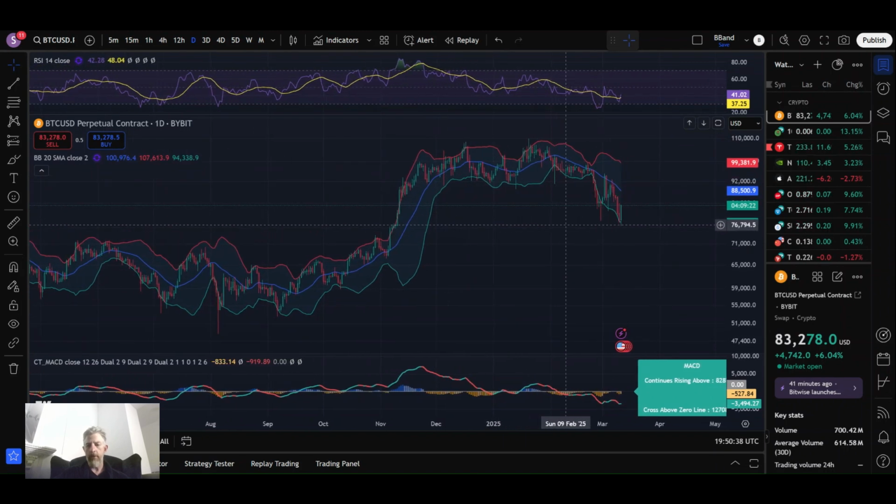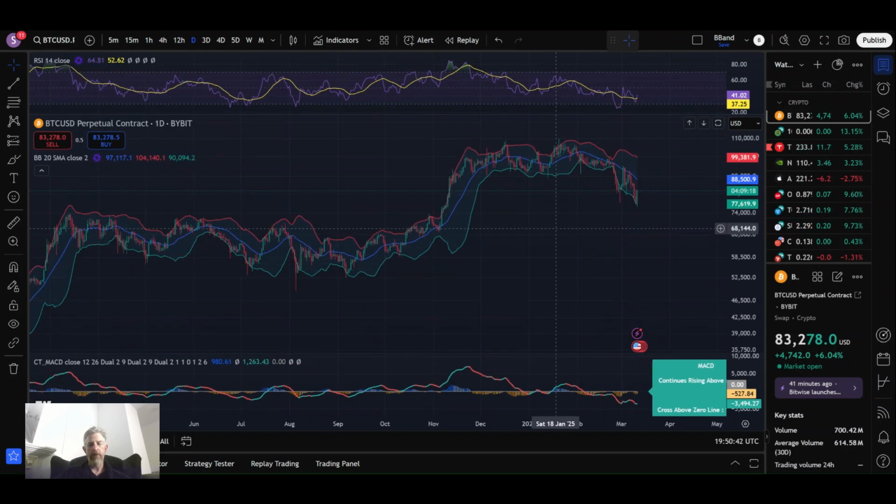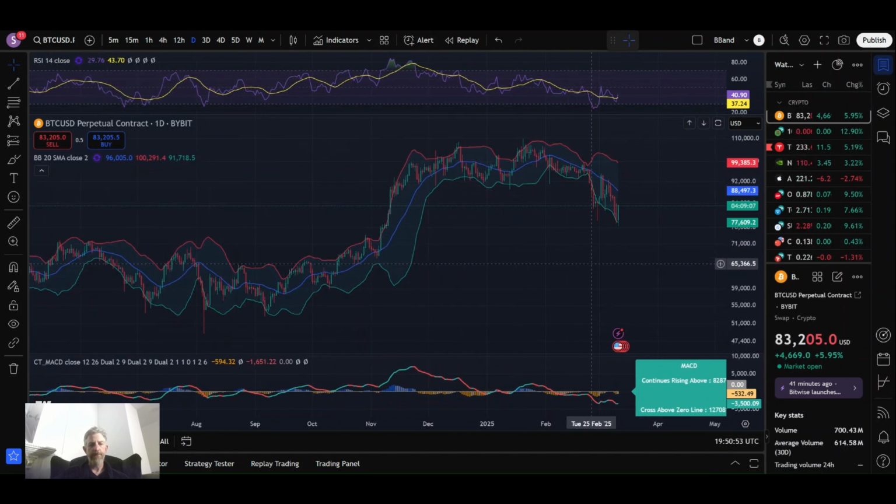And maybe the bottom is in, but with the momentum on the lower time frame still being very much to the downside, I do wonder if there'll be another stab a little bit lower, maybe even to the low 70s. But we'll see where this bounce finishes and then come back to it.